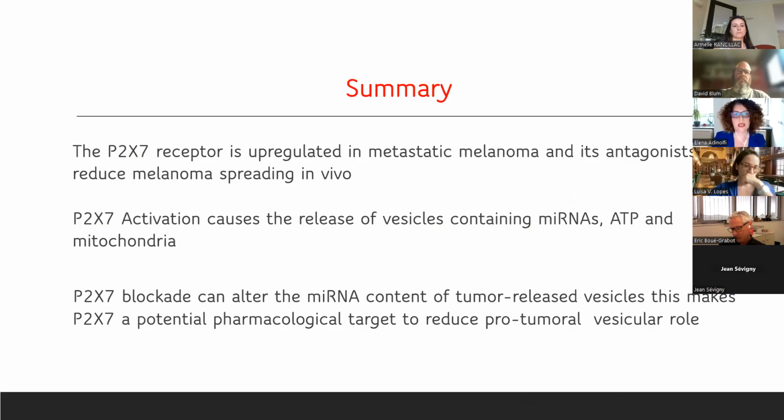So to summarize, the P2X7 receptor is upregulated in metastatic melanoma, and its antagonist can reduce melanoma spreading in vivo. P2X7 activation causes the release of vesicles containing miRNAs, ATP, and mitochondria, and these vesicles are both microvesicles and exosomes. P2X7 blockade can alter the miRNA content of tumor-released vesicles, and this makes P2X7 a potential pharmacological target to reduce pro-tumoral roles of vesicles.